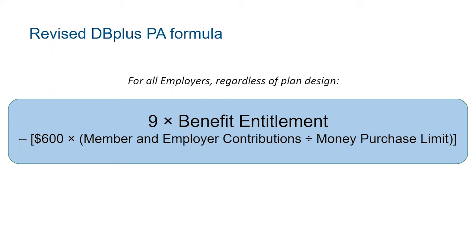Once you enter the proration factor in the formula, it looks like this. As you can see, all we are doing is multiplying the 600 PA offset by the proration factor, which is member and employer contributions divided by the money purchase limit.